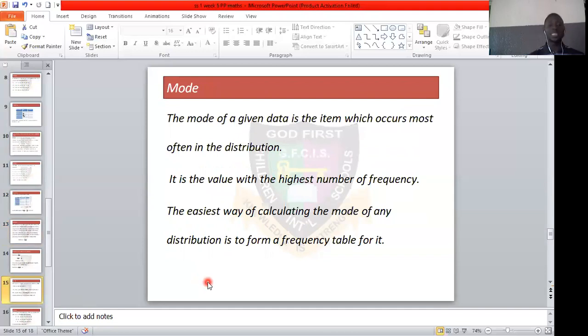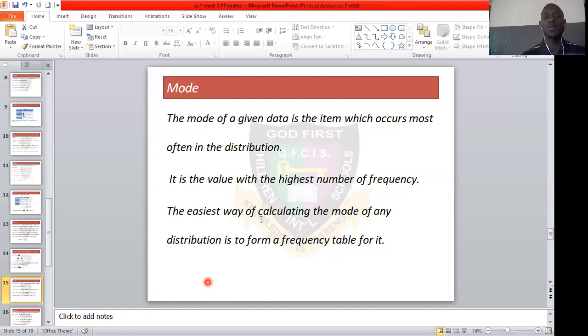Let's look at the mode. We all know what mode is. This is a number that occurs most often, that appears most. When we have a frequency table, the number that has the highest frequency is the mode. And we also have the last one, which is the range. Range is the difference between the highest value and the lowest value. I believe we understand that very well.